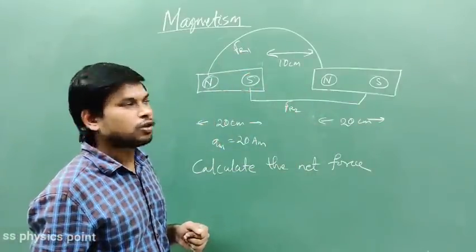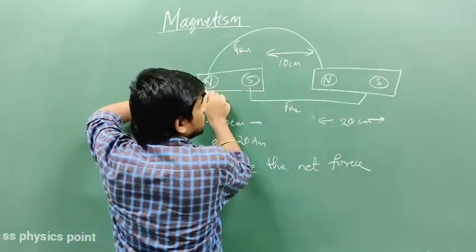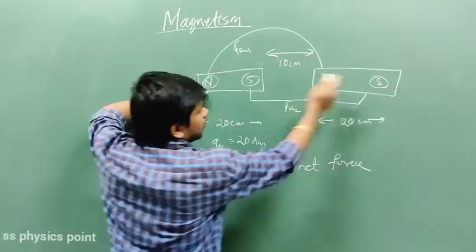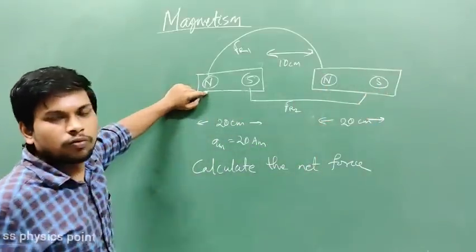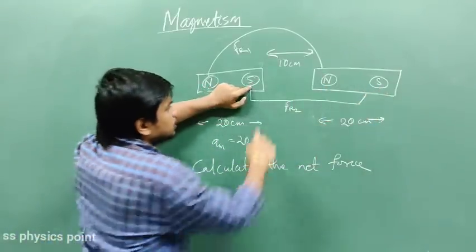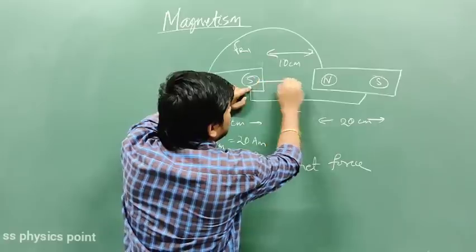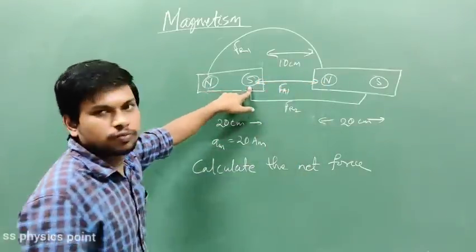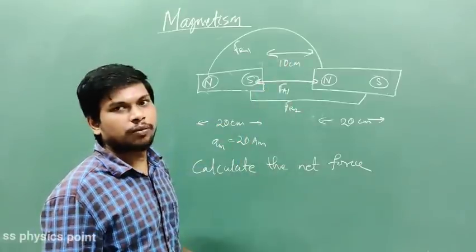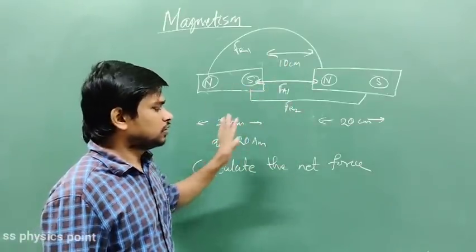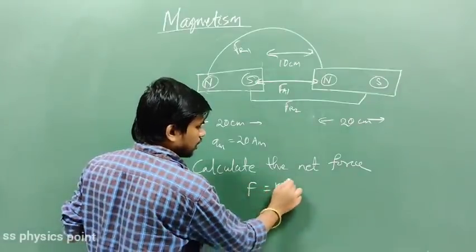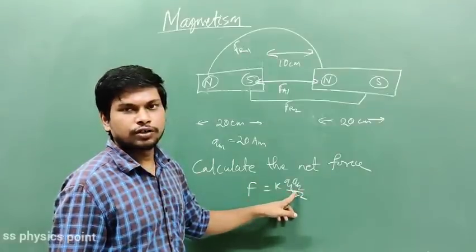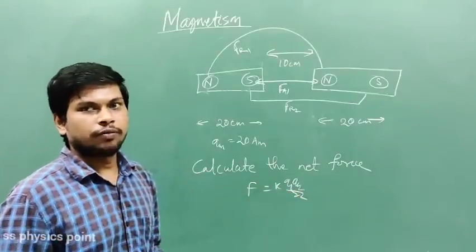Again, two attractive forces will be there. This north pole and this south pole will have one attractive force. Again this south pole and this north pole, between these two, it will have an attractive force, FA1 suppose. The distance is almost 10 centimeter. So calculate using the formula F equals K Q1 Q2 by R square. I am taking Q1 and Q2, or you can say QM1 and QM2, same thing.